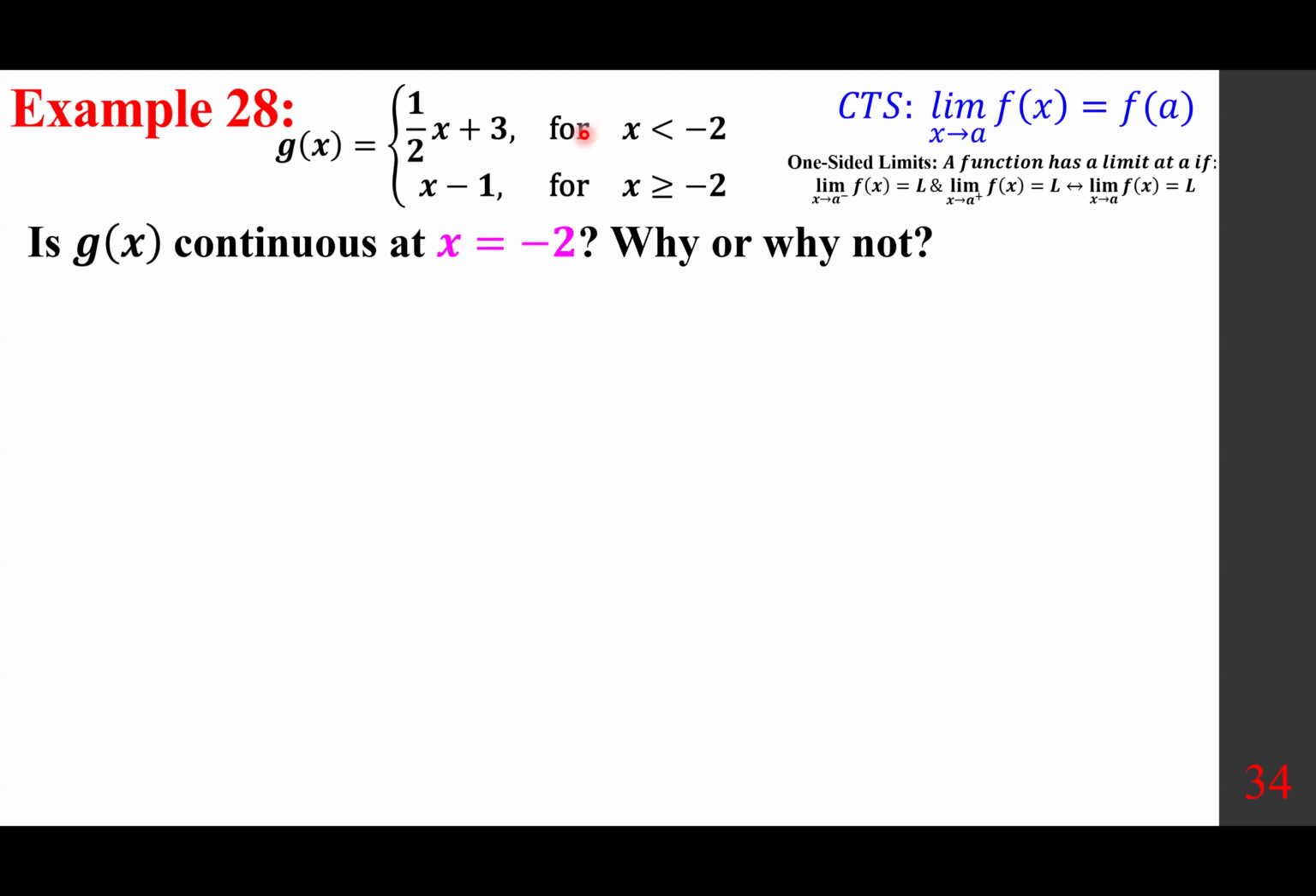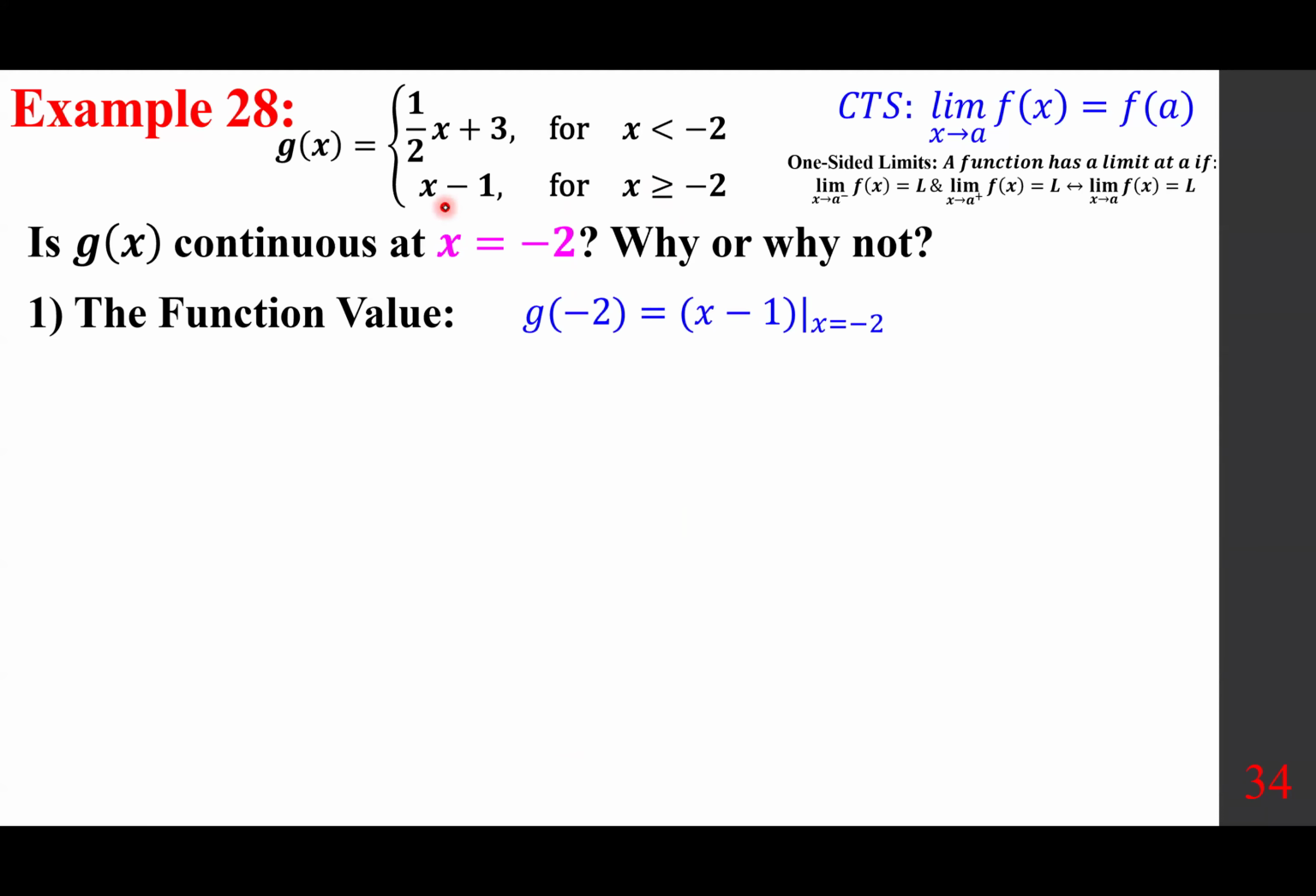First and foremost, why are we interested at -2? Because this is a piecewise defined function. The top piece is a linear function, so is the bottom piece. Each one is continuous from negative to positive infinity. Therefore, this is continuous from -infinity to -2, and this one from -2 to infinity. We're going to check the endpoint. There are three things we're going to check. The functional value: we use the equality, and we evaluate it with x equals -2, and we get -3.